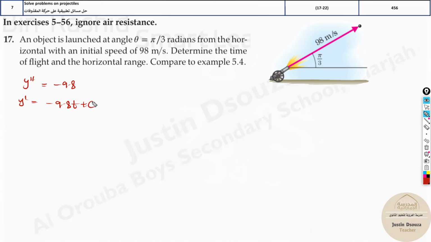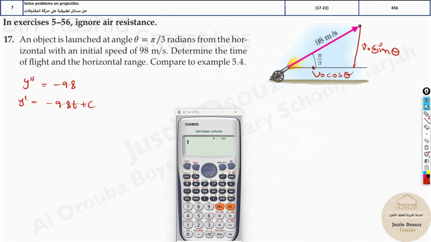This c is found out with the vertical component, that is v naught sine theta, vertically is always sine theta, and over here it is v naught cos theta. So let's find it out in the calculator. Velocity is 98 into sine theta, theta is pi by 3. Your calculator must be in radian mode because it's in pi. The answer is 49 root 3. Let me just write it over here. That is 49 root 3.